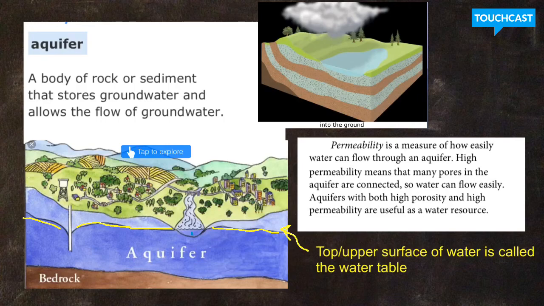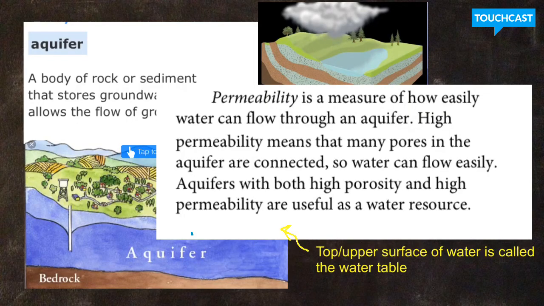Permeability also helps measure how easily water can flow through an aquifer. We want high permeability because that means that many pores in the aquifer are connected so water can flow easily. This makes it a lot easier to have wells and pumps and get that water out of the aquifer. So we like both a high porosity, having lots of pores where it can flow through, and high permeability, the easiness of it to flow through, and we can gather that water source. Make sure to add to this vocabulary in your notes: permeability, the measure of how easily water can flow through an aquifer.